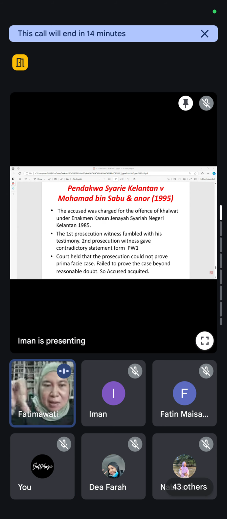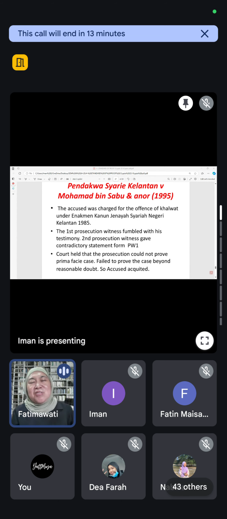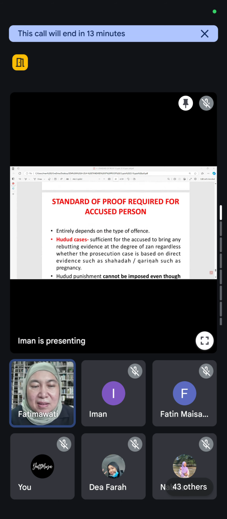So the court held that in this case, the Pendakwa Syariah Kelantan failed to prove the case, failed to prove there was a prima facie case. He failed to prove the case beyond reasonable doubt. Therefore, the accused was acquitted. So Muhammad Sabu dibebaskan. Okay, any questions here? So let's look at another case.